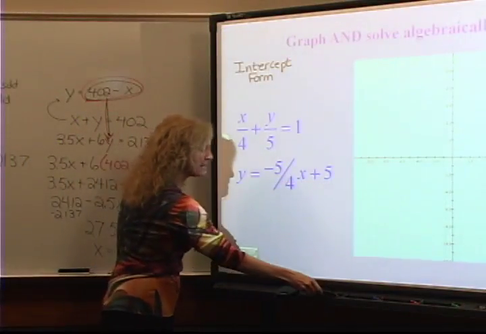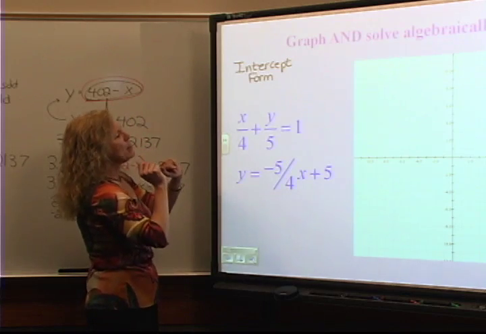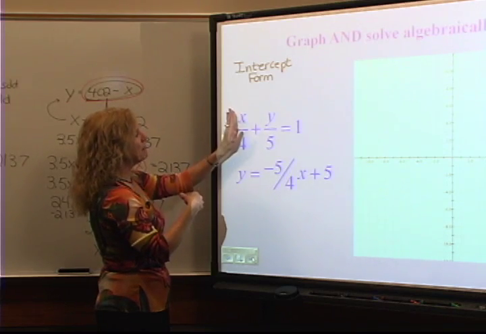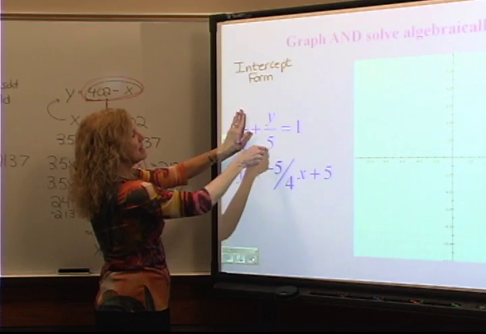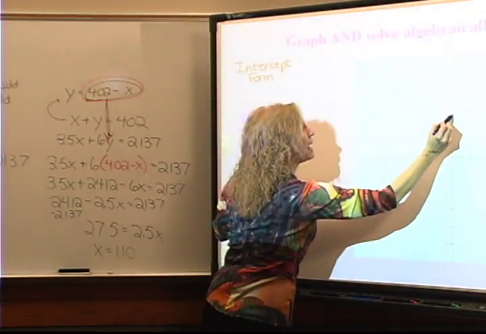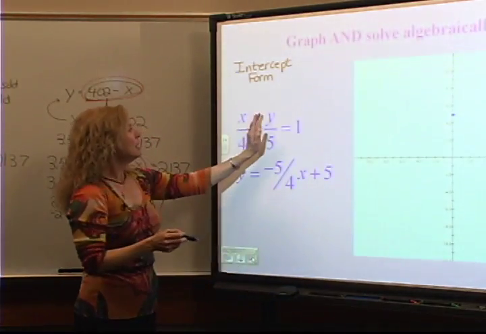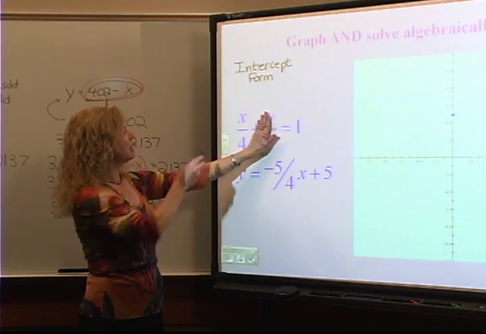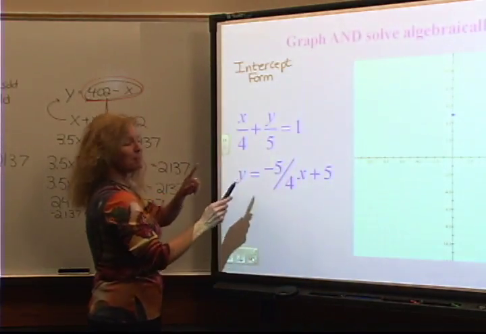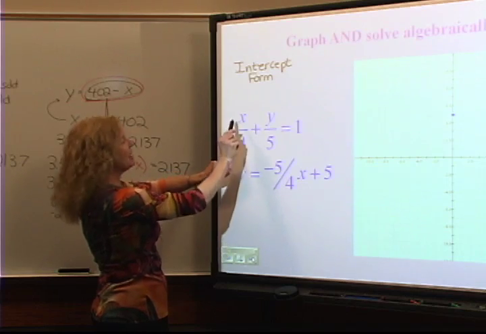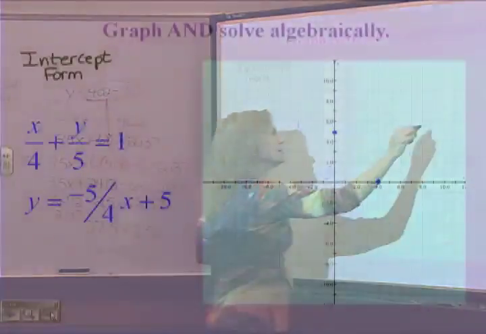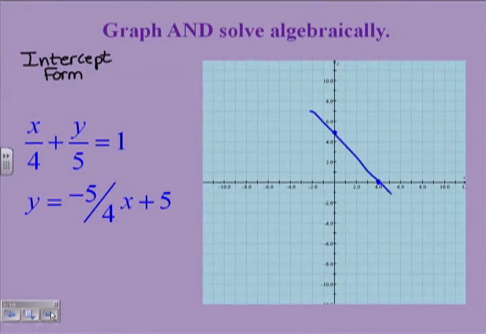Here's another form, and it's kind of cool because remember how I have a tendency to find my intercepts? Like I cover this up because I'm going to put a 0 in for x, and I get y has to be 5. So it crosses the y-axis at 5. Then I put a 0 in for y and cover that all up. X has to be 4. By the way, do you see why that's called intercept form? Because it's really pretty sweet. Right underneath the x is your x-intercept. Right underneath the y is your y-intercept. Okay, so here's my line. Boom.